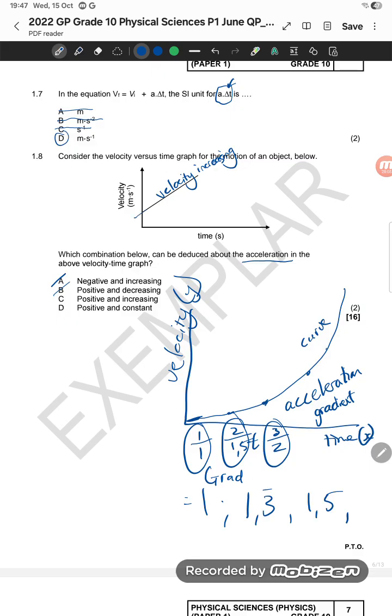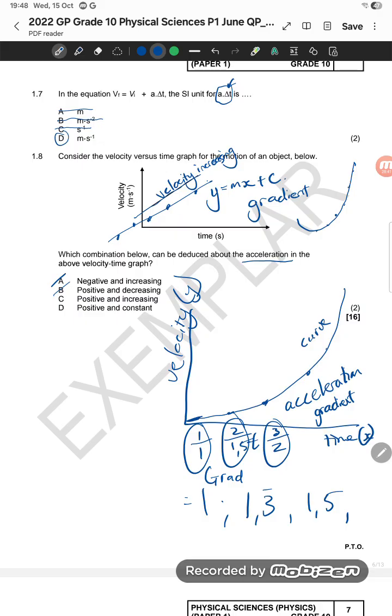If I've got a straight line, what do I know about it in maths? My y is equal to mx plus c. If I've got a straight line, the gradient is constant. The gradient is the same over here as it is over here, as it is over here. Same gradient. As soon as I have a curve, the gradient is different at every point.